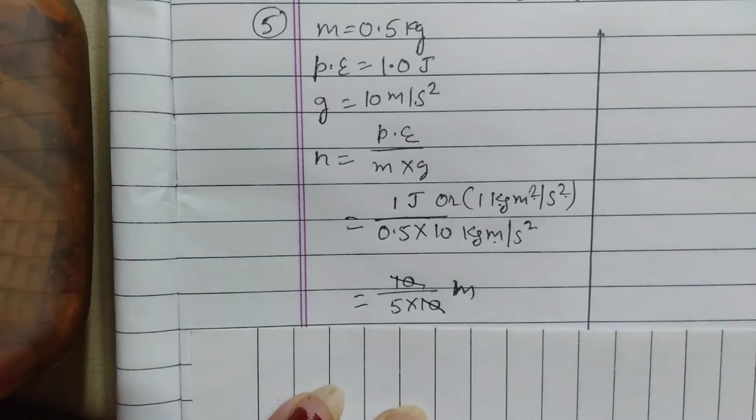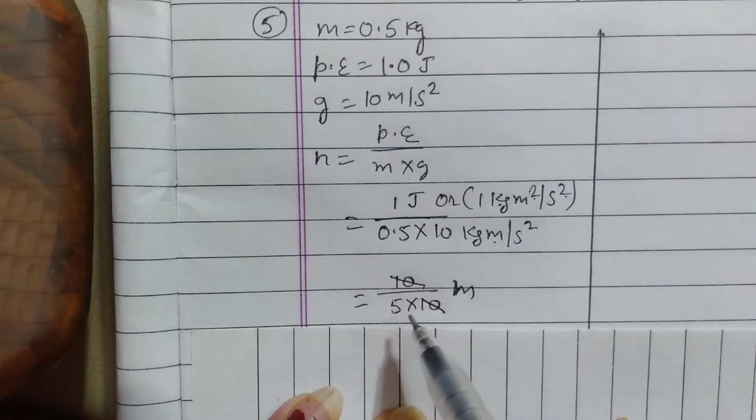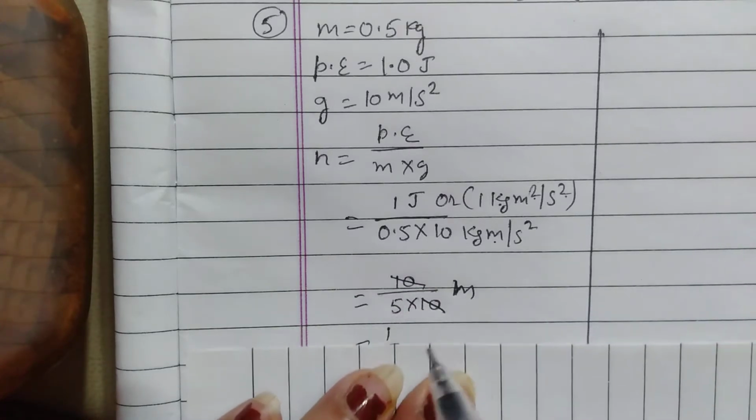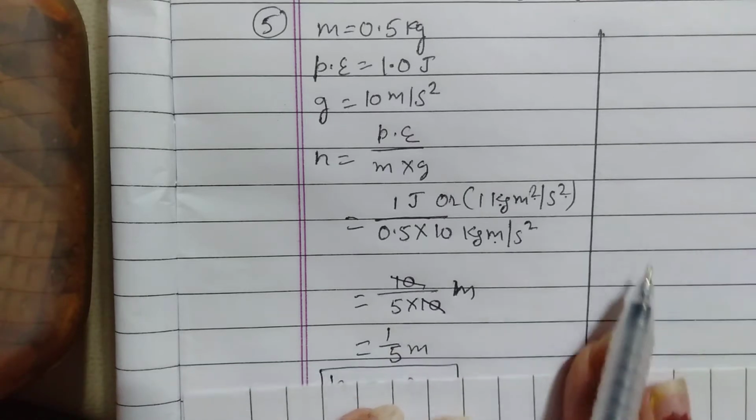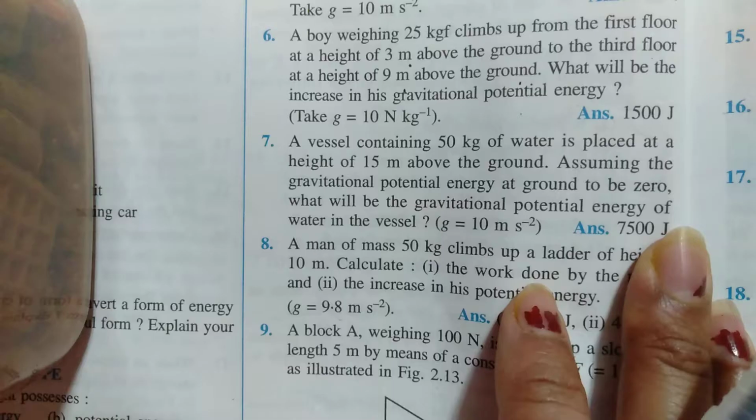Okay. So when we remove the decimal, on the upper side there will be 10 by 5 into 10 meter, 10 cancels 10, 1 by 5 meter means 0.2 meter is the answer.